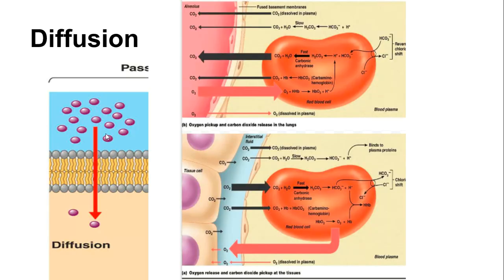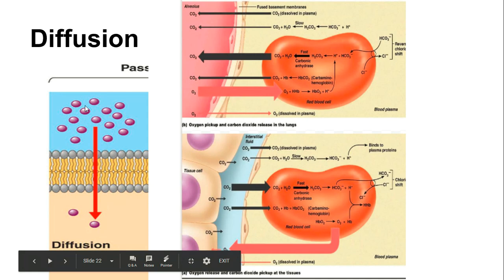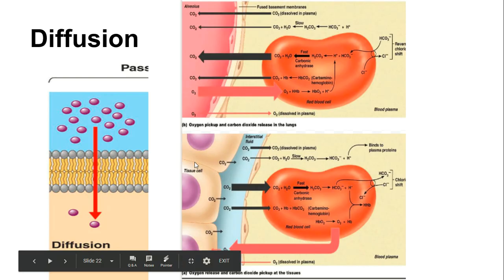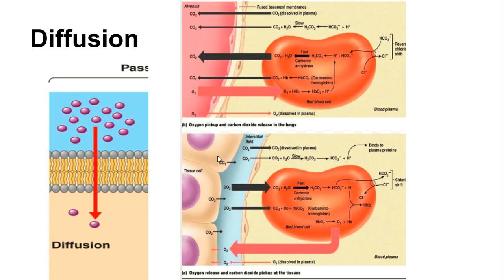So diffusion. Diffusion is simple. It doesn't need any help in the form of energy or a protein channel or pump. It's small non-polar molecules that are going to go from a high concentration to a low concentration, so from being crowded to where they're not crowded. The most classic example of this is carbon dioxide and oxygen. Our cells, as they break down carbohydrates for energy, are going to produce CO2. We want to get rid of that CO2.